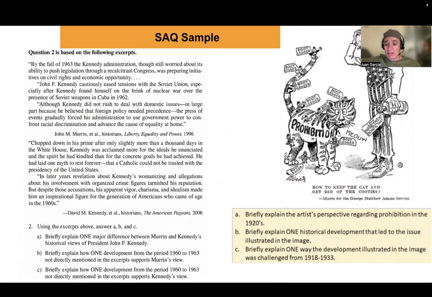You have a political cartoon in this case, and then you have the three questions. This is directly testing your historical thinking skills, point of view, seeing the perspective, and then briefly explain one historical development that led to the issues illustrated in the image. Again, you're looking into historical context and cause and effect. So all the questions have to do with the HIP skills. Okay, so that's the SAQ sample.